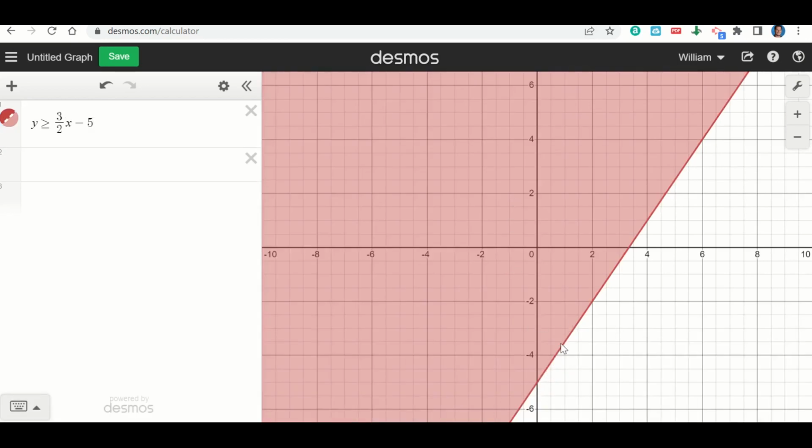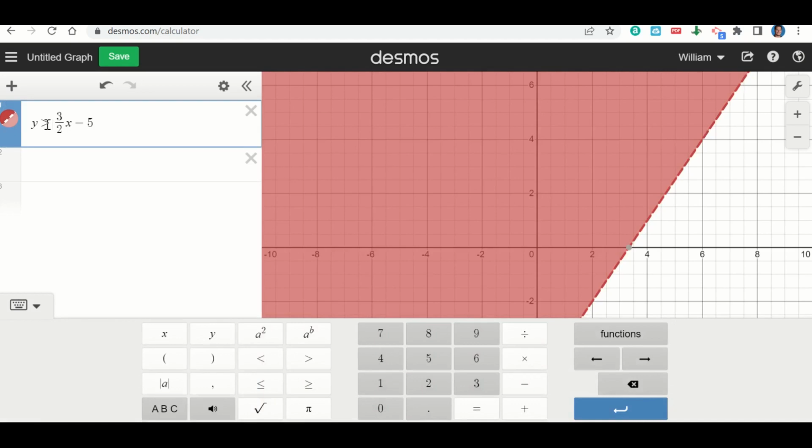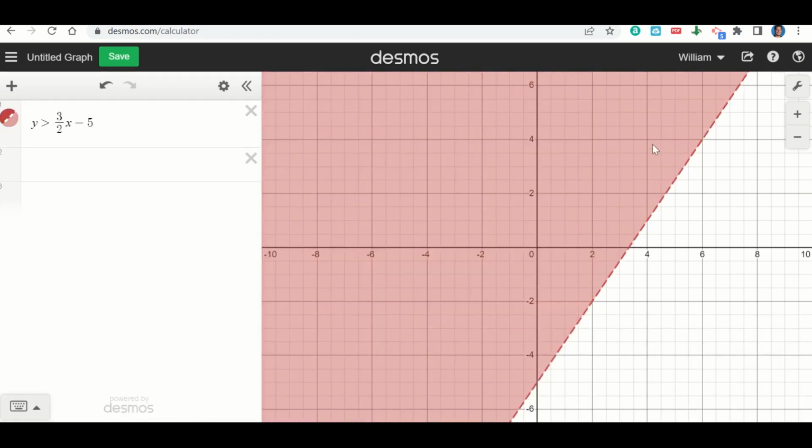It shows the type of line right here and the shading. Now if it wasn't or equal to, we can see that it creates a dotted line, so it will create the correct type of line and it will show the shading of where the shading should occur. So that's how you can use Desmos to check your work when dealing with linear inequalities.